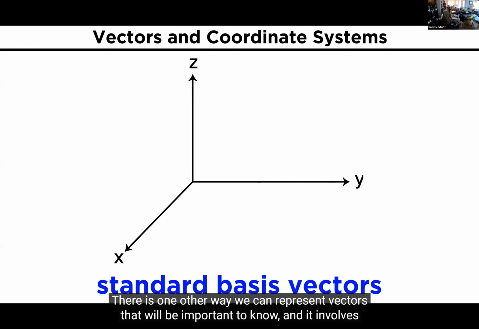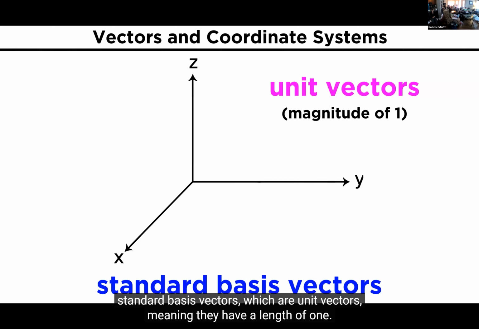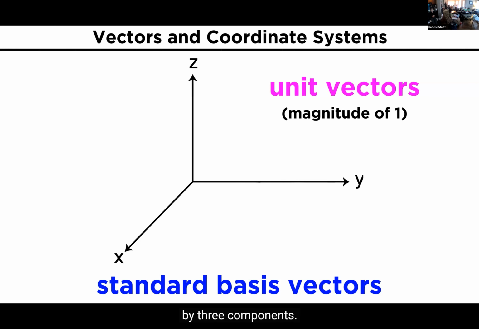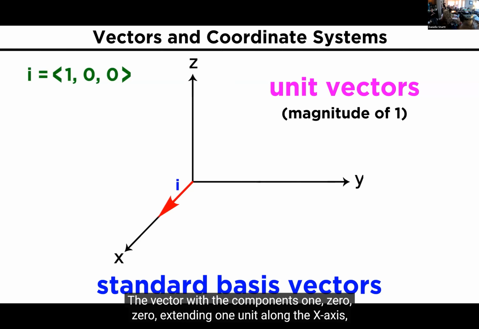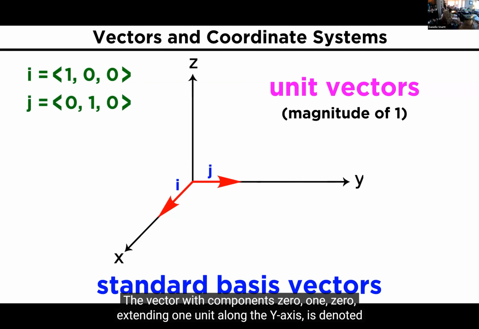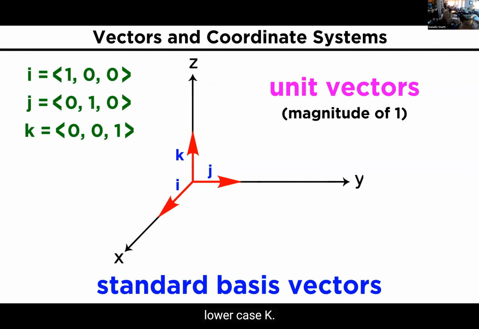There is one other way we can represent vectors that will be important to know, and it involves standard basis vectors, which are unit vectors, meaning they have a length of 1. If we are in a three-dimensional coordinate system, any vector can be represented by 3 components. The vector with the components 1, 0, 0, extending 1 unit along the x-axis, is denoted by a lowercase i. The vector with components 0, 1, 0, extending 1 unit along the y-axis is denoted by a lowercase j. And 0, 0, 1, extending 1 unit along the z-axis is denoted by a lowercase k.